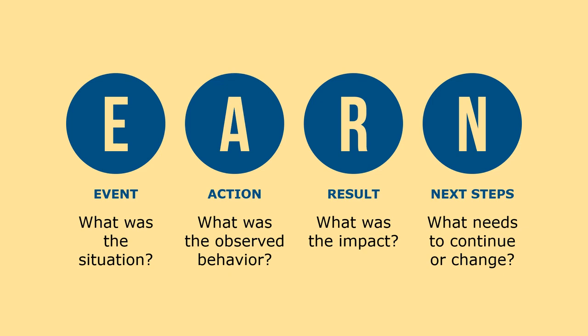It starts with an event. Provide your employee with the place and time during which an action or behavior which you're providing feedback on was observed. Then the action. Describe the specific action or behavior which you're providing feedback on. Next is the result. Explain the impact or consequences of the behavior or action. Finally, next steps. Make a specific request to change or continue identified action or behaviors, and ask for ideas on how to move forward.